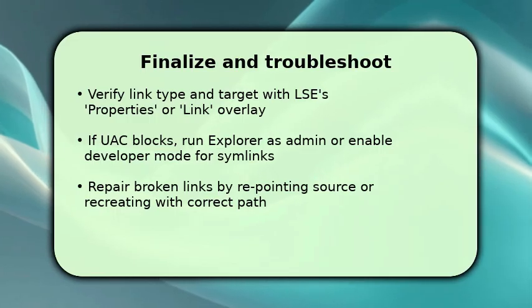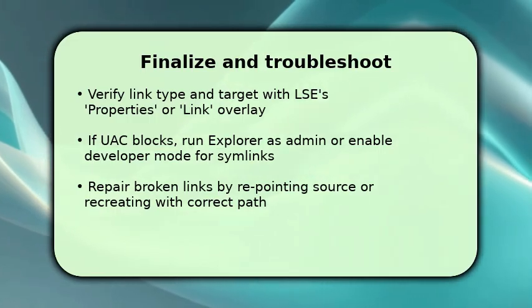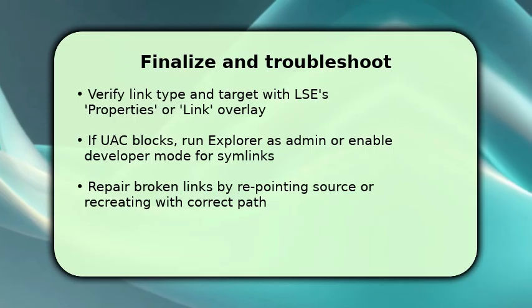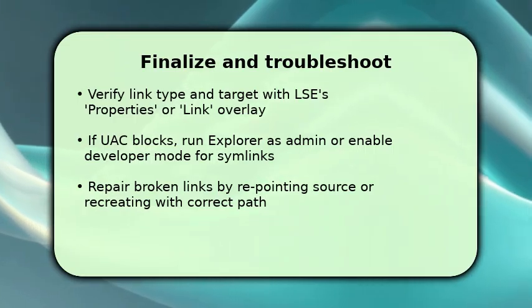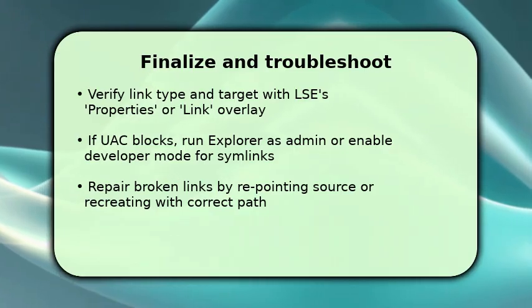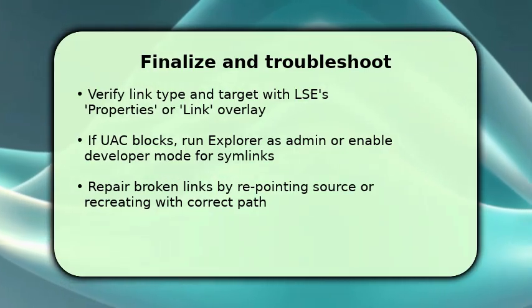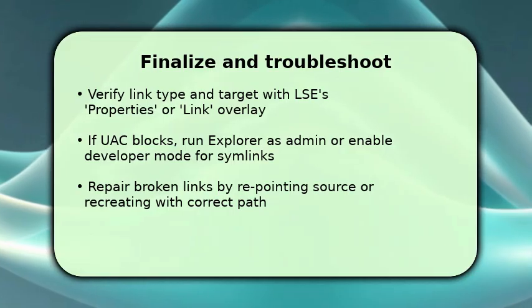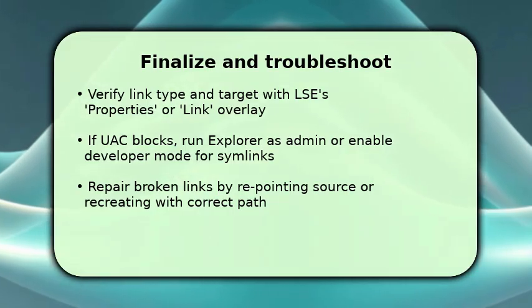For broken links, undo the link, then recreate using the correct relative or absolute path and check permissions on the target. If a hard link disappeared, ensure you didn't delete the underlying file. One quick troubleshooting tip: use LSE's Pick Link Source again to rebind any incorrect link.